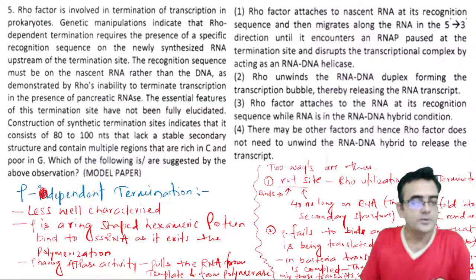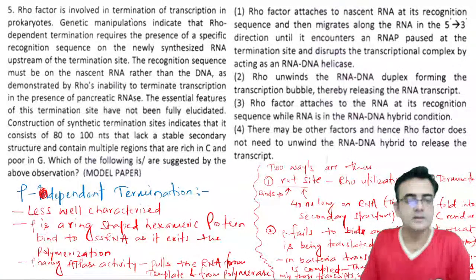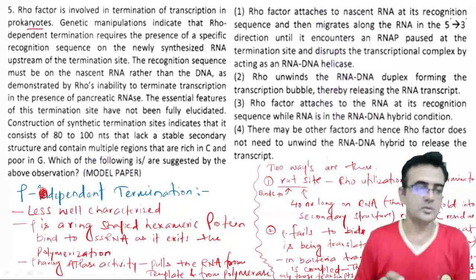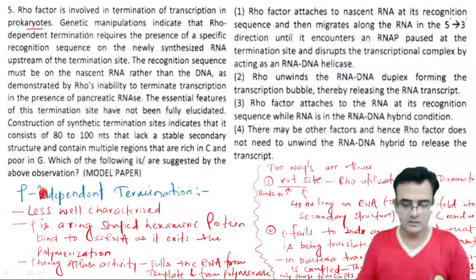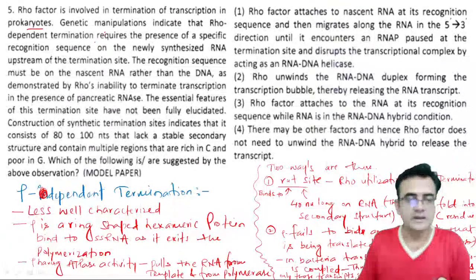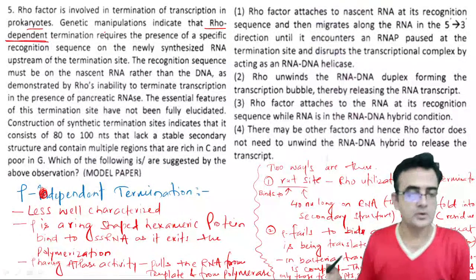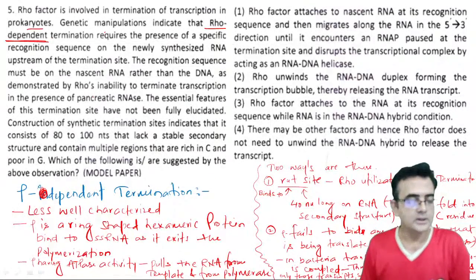So the question we should read first. So rho factor is involved in the termination of the transcription in prokaryote. This is just information, right? We know very well that rho factor is responsible for the termination, okay? Then genetic manipulation indicate that, don't worry if you are not able to see the back written things, right? I'm explaining. So genetic manipulation indicate that rho dependent, see, two different kind of terminations are there. One is called rho dependent and one is called rho independent, right? Rho is a protein, right? Rho is a protein which normally works during the, or is responsible for the termination of the transcription.